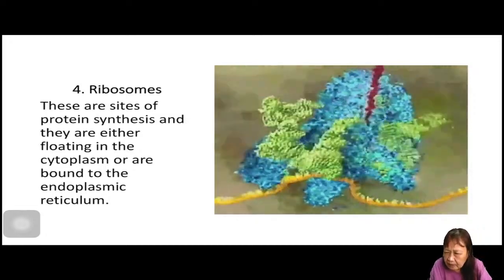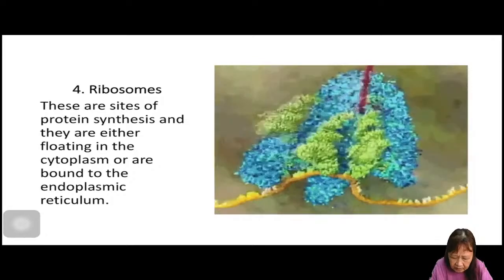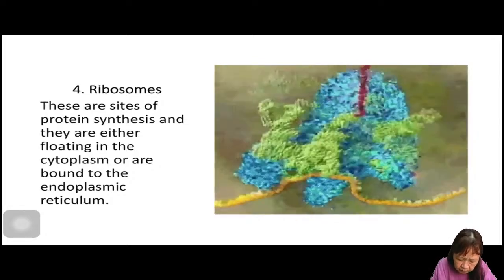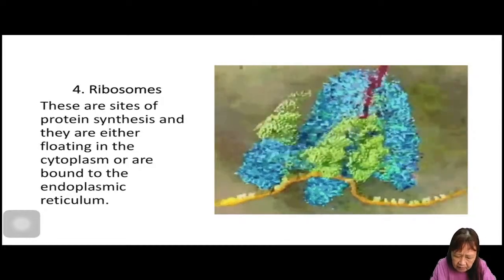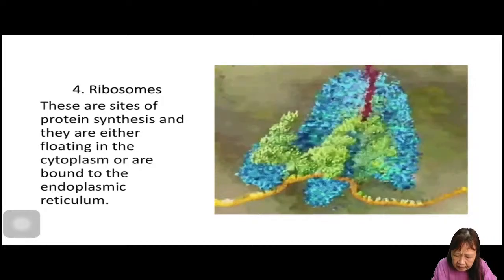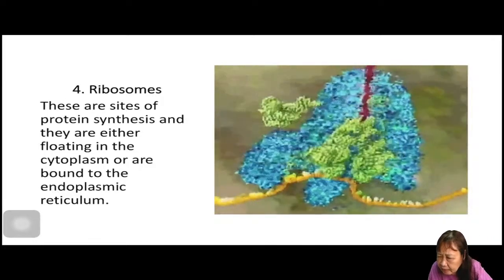Can you tell me, anybody? You give me one word and that is the answer. What does ribosome produce? These are organelles that are found floating in cytoplasm, and they are bound in the endoplasmic reticulum or ER. What do they make? Okay, let me see.